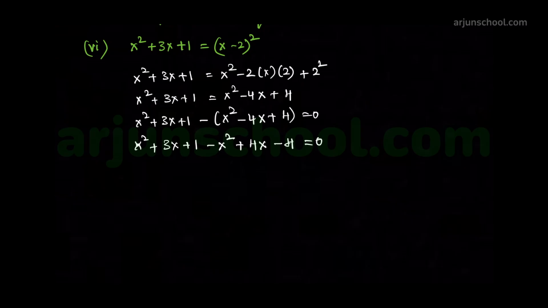Now we have x square and minus x square, which become 0. And 3x plus 4x becomes 7x, and plus 1 and minus 4 become minus 3. Therefore, the final equation is 7x minus 3 is equal to 0. The highest power of variable x in this equation 7x minus 3 is equal to 0 is 1, not 2. Therefore, this equation is not a quadratic equation.